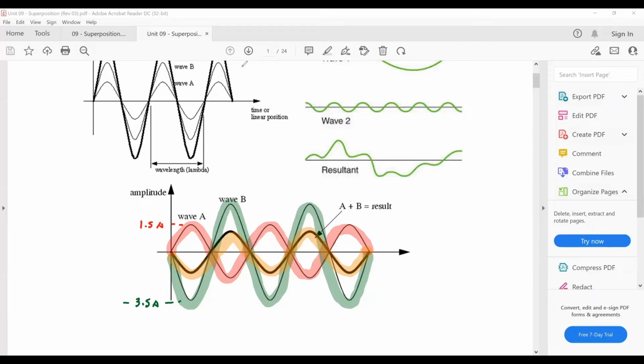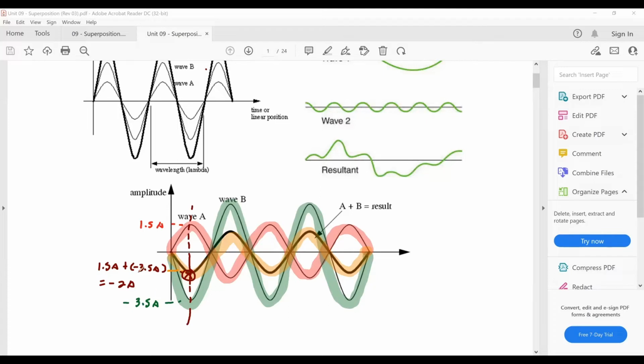So what is the displacement of the resultant wave? At this point, let's just say I'm interested in this location here. So what is the new displacement of the resultant wave? This one will be 1.5 plus negative 3.5. Sorry, I forgot to put the A inside. This one will be 1.5 A plus negative 3.5 A, giving you negative 2A. So this is actually how you add up the displacement together.